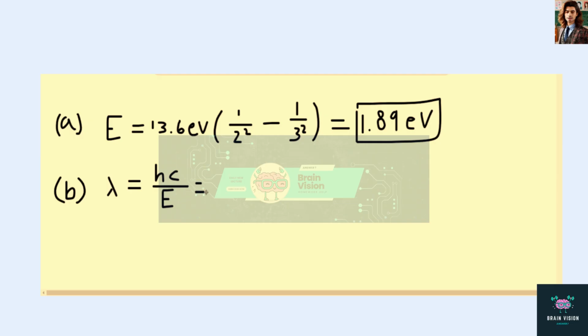Plugging these values in, c is also, of course, the speed of light. We find that this is equal to 658 times 10 to the minus 9 meters, or 658 nanometers. You can use meters or nanometers. I'm going to choose to use nanometers here, but you could also write it as 10 to the minus 9 meters, which would be correct as well.